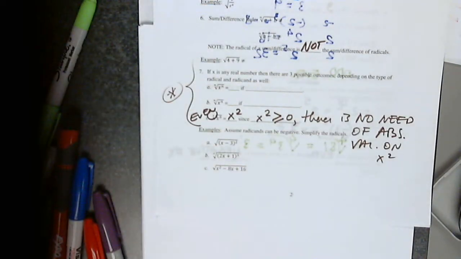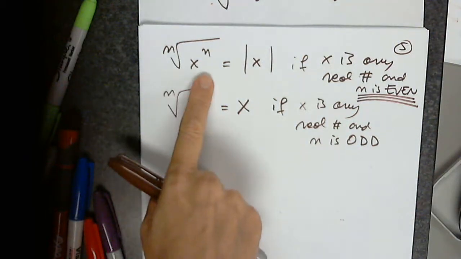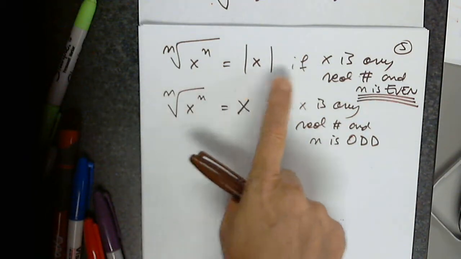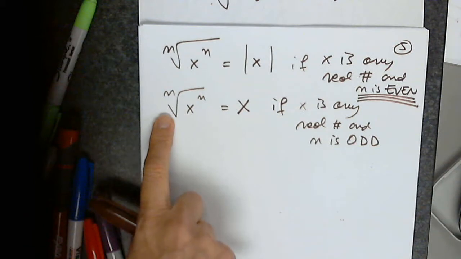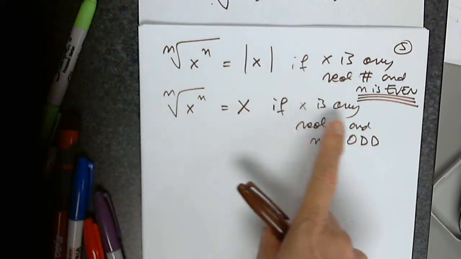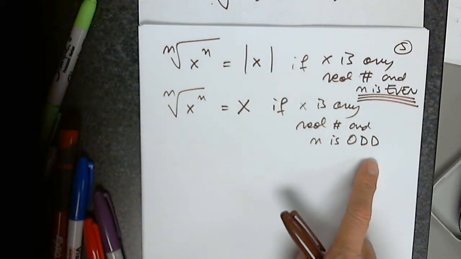These are the three possibilities. If x is any real number and the index is odd, don't bother with absolute value. If x is any real number and the index is even, then you have to use the absolute value only if the answer requires it. That's the bottom line. So the nth root of x to the nth is the absolute value of x if n is even. The nth root of x to the nth is x if n is odd.